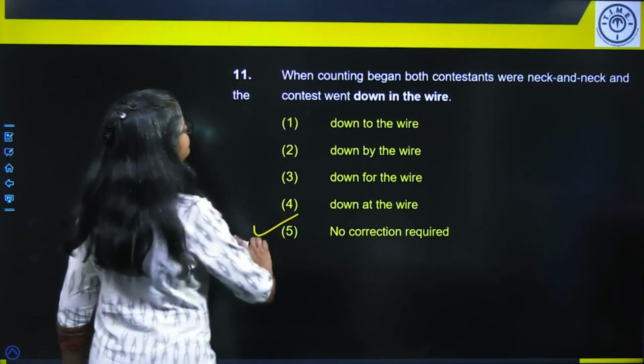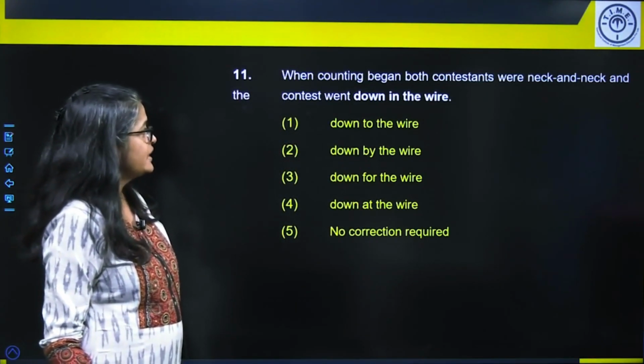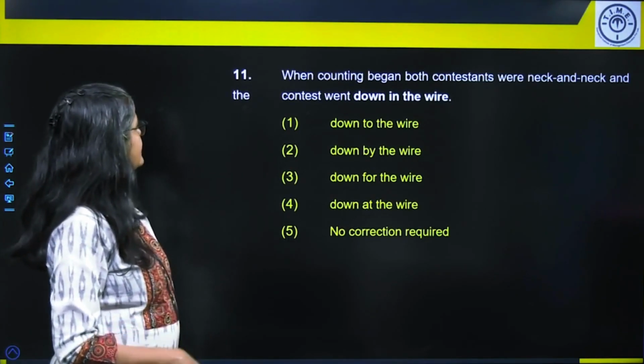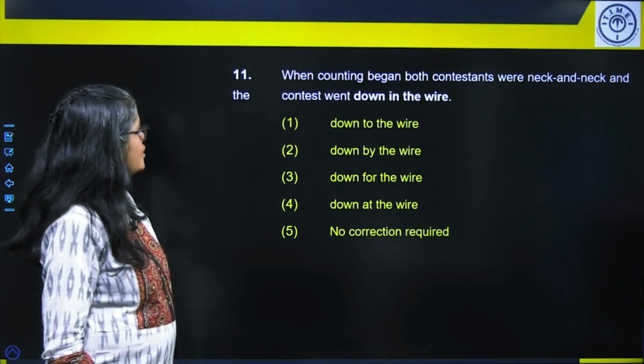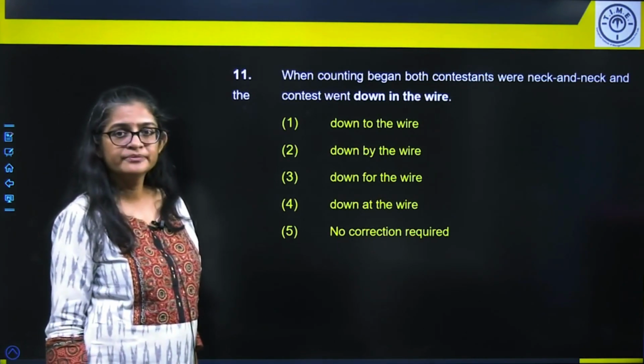That is the rule. When counting began, both contestants were neck and neck. Neck and neck means very close. And the contest went down in the wire.